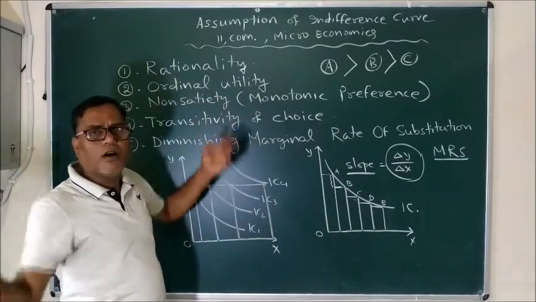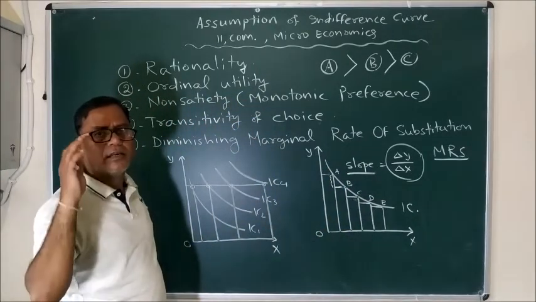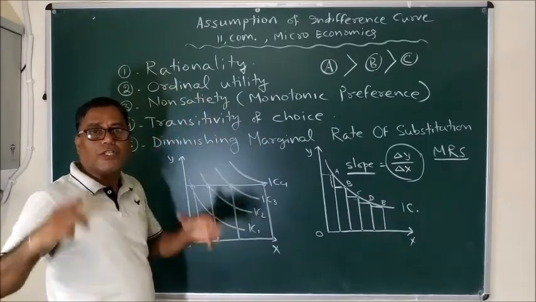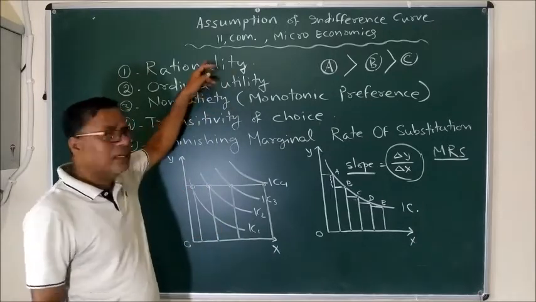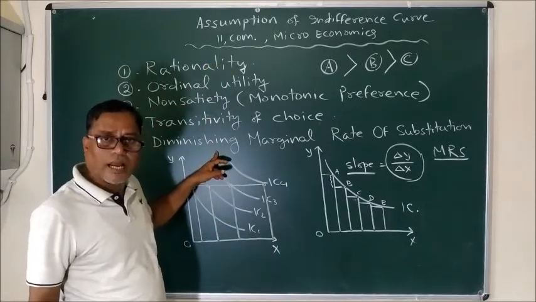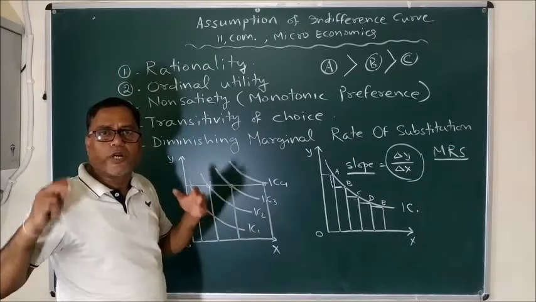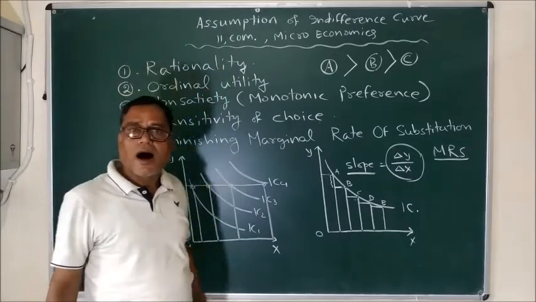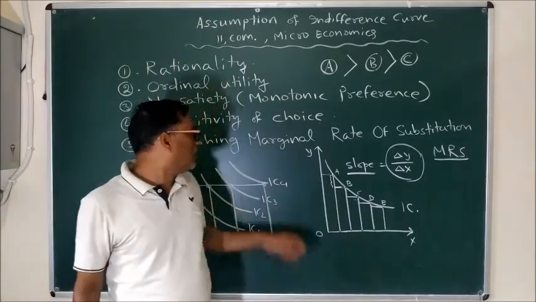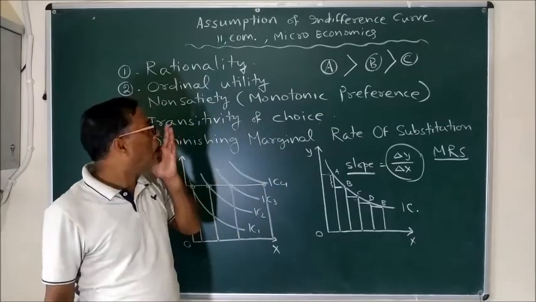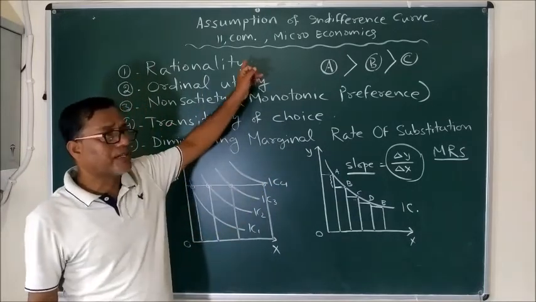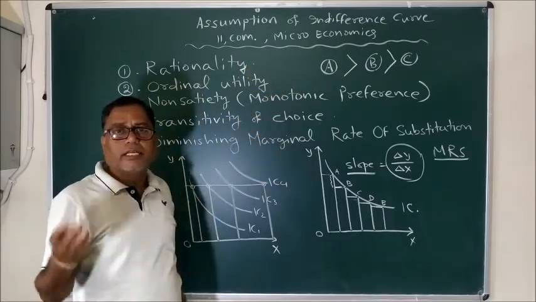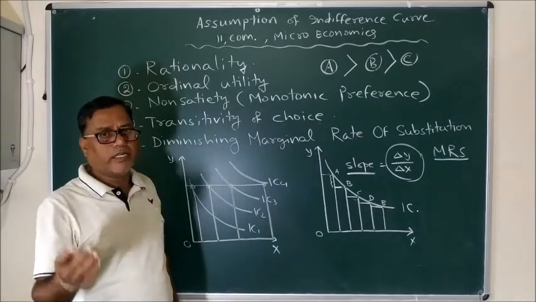So the entire theory of the indifference curve approach, or ordinal utility analysis, or Hicks-Allen model of consumer equilibrium, is based on these 5 assumptions, and the theory would work, the model would work, if and only if these 5 assumptions are true. So it is enough for today. Tomorrow we will be discussing the characteristics of the indifference curve, so go through the book and read about the characteristics, and tomorrow we will discuss that.